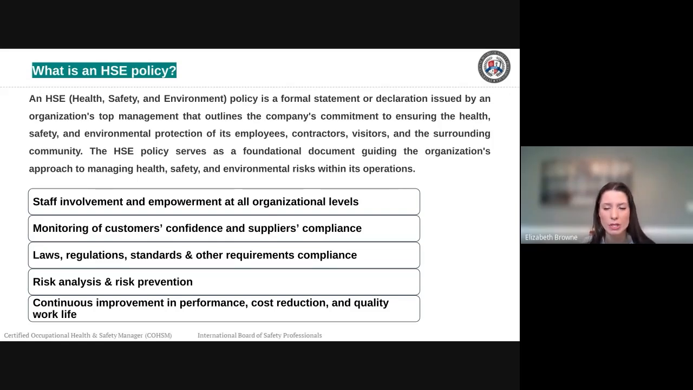In this statement, we should identify what the staff involvement and empowerment at all organizational levels is. A lot of times this is written in terms of every employee on site having the capability to stop work if they identify that there is an unsafe action or unsafe condition. It also would include the monitoring of customers' confidence and suppliers' compliance, laws, regulations, standards, and other requirements that the company complies with, how risk analysis and risk prevention are conducted, and then always include continuous improvement, because we are always striving for continuous improvement and performance, cost reduction, quality, and worker safety and health.